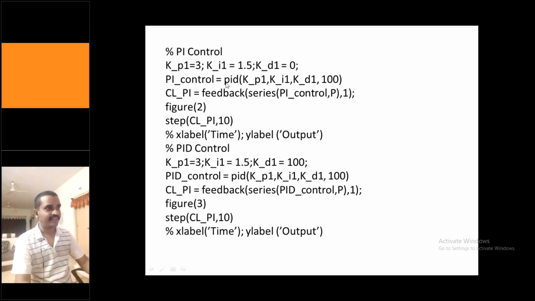So the PI controller I have defined, PID of KP, this code will remain the same. Only thing is, automatically it will take the values from here. It will take the value of KI from 1.5.